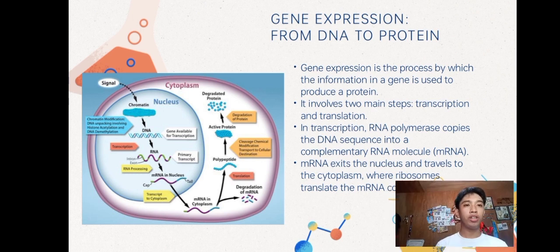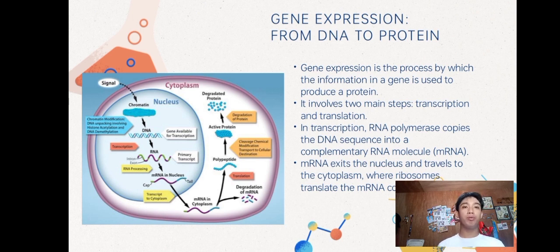So next we have here the translation. It takes place in the cytoplasm of the cell, especially on ribosomes. The mRNA binds to a ribosome and the process of translation begins. The transfer RNA, or tRNA, molecules carry specific amino acids to the ribosome, guided by the mRNA sequence.